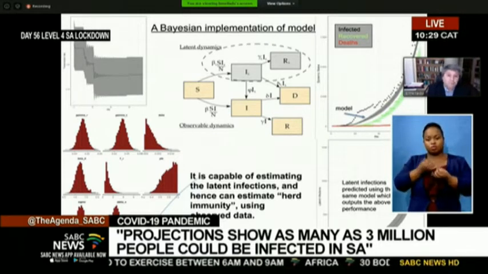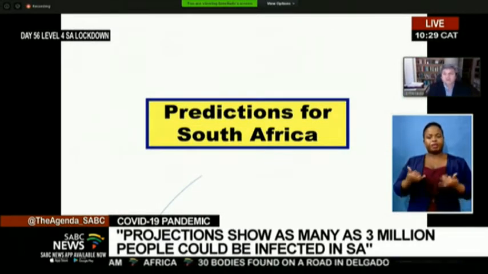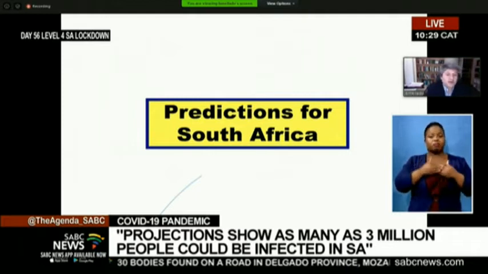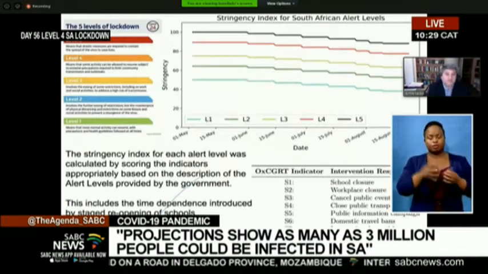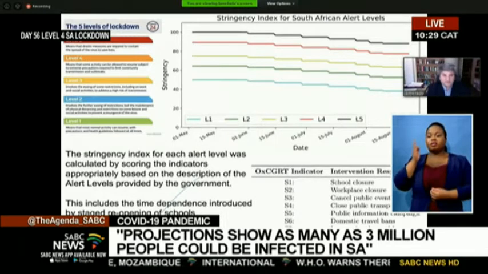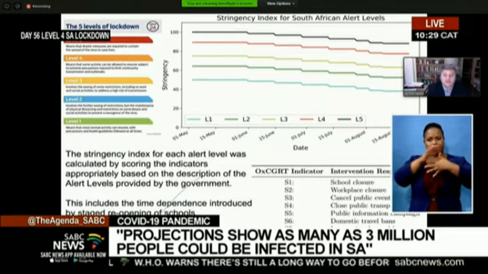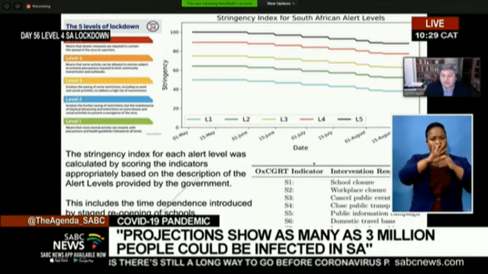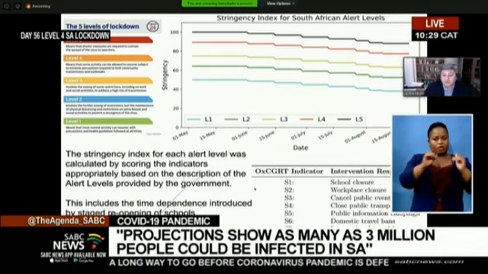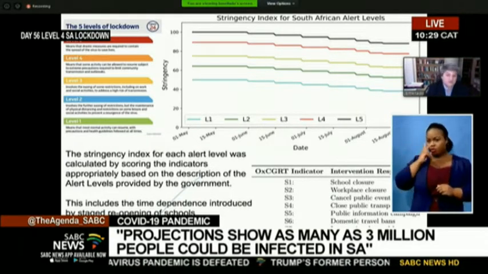All right, so let's go to predictions for South Africa and the South African context, and that starts with us going through the complex matrix that parameterizes the different 5 levels. Each level is composed of a number of measures that government has issued, and these are classified according to the table that you see here in the bottom right, ranging from school closures all the way to banning of international travel.